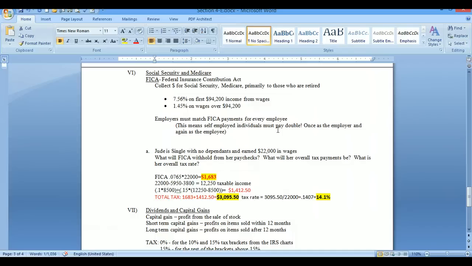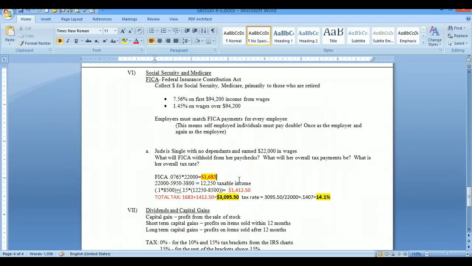So she earned $22,000. That is underneath the $94,200 for the percentage here. So we change that to a decimal, 0.0765 times 22,000 gives us $1,683 that FICA withholds from her paychecks.